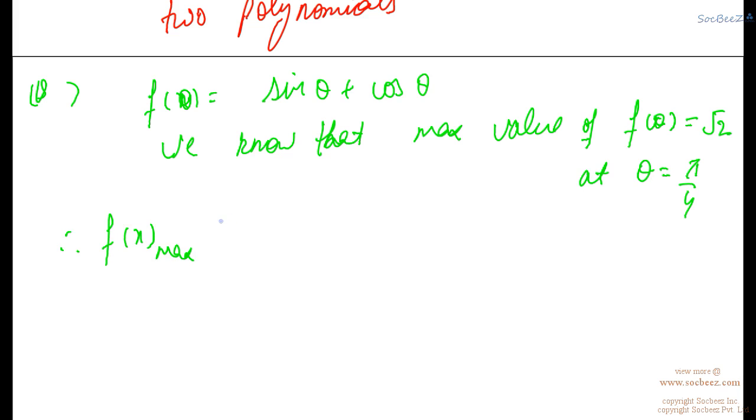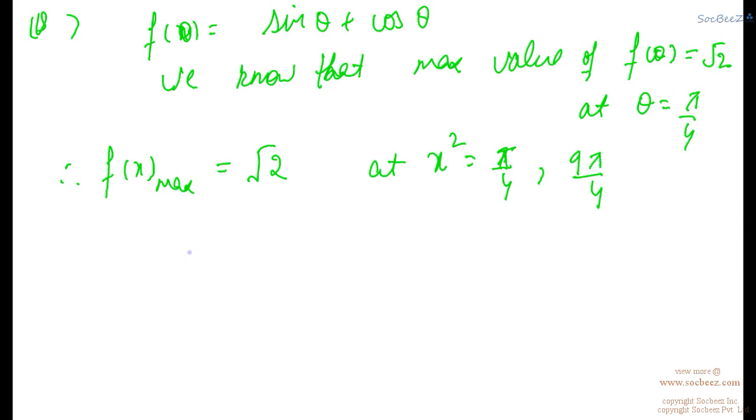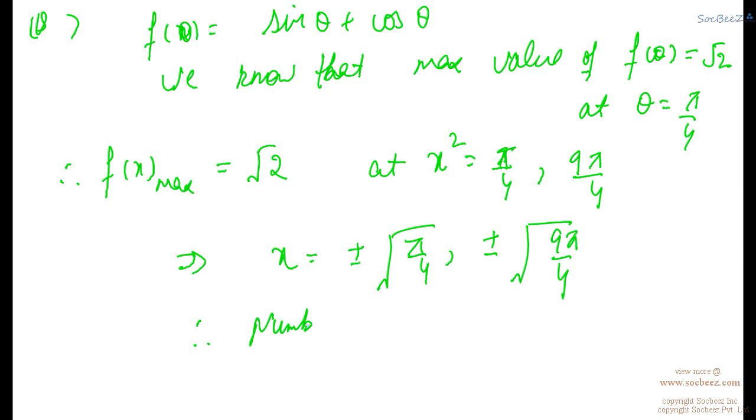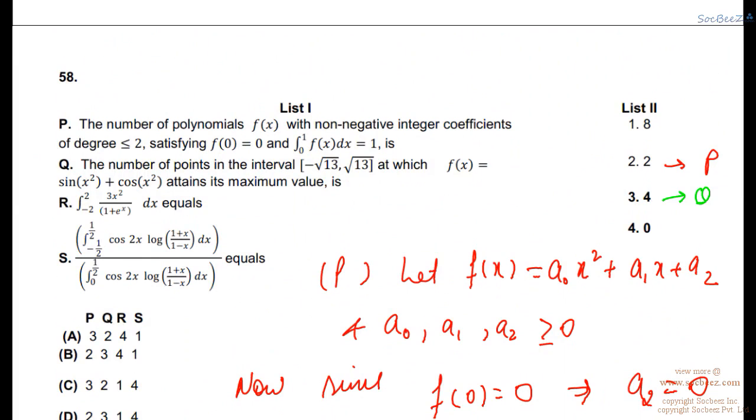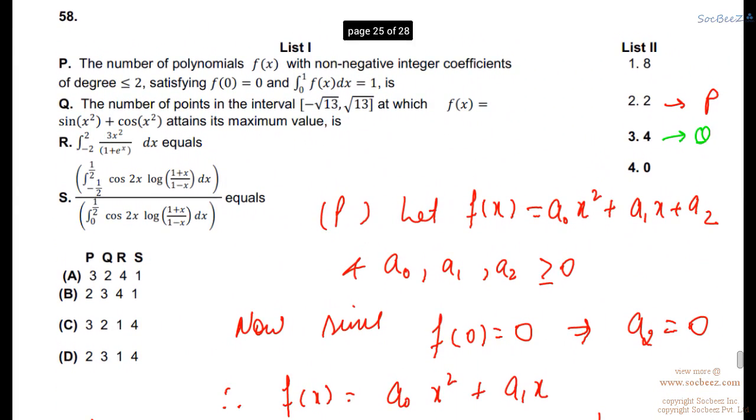Now therefore given f(x), max is root 2 at x square equals pi by 4, and within the interval, if we go by the interval, then there are two values of x square. First is pi by 4 and second is 9 pi by 4. So this gives us that x equals plus minus under root pi by 4 and plus minus under root 9 pi by 4. So therefore number of points equals 4. Two points are here and 2 points are from here. So the number of points are 4, and hence Q corresponds to 3.